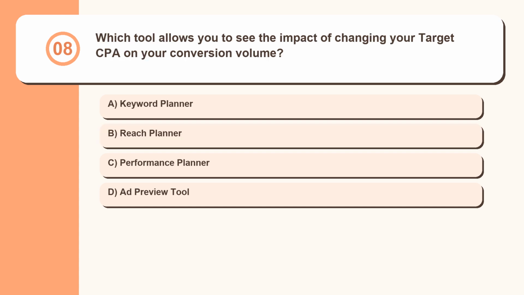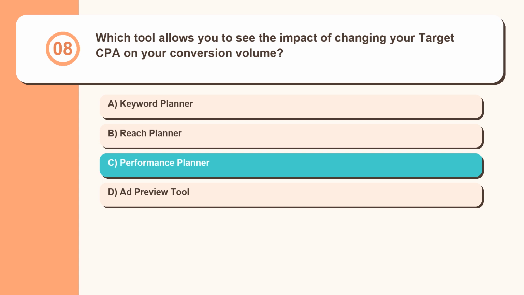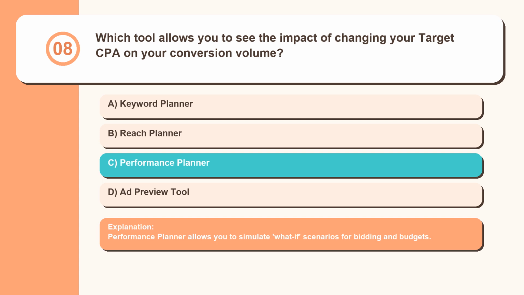Question 8. Which tool allows you to see the impact of changing your target CPA on your conversion volume? Keyword Planner, Reach Planner, Performance Planner, Ad Preview Tool. Performance Planner allows you to simulate what-if scenarios for bidding and budgets.